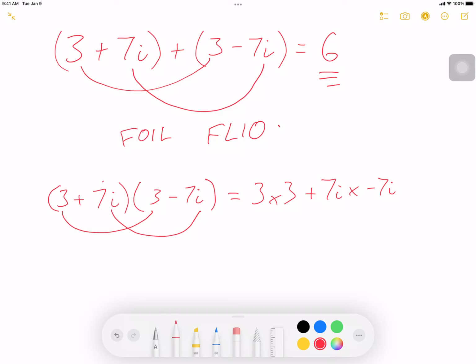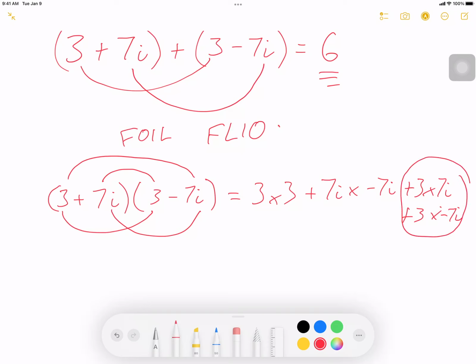Okay, and then I'm going to have, what am I going to have? I need inner, so plus 3 times 7i, and then outer, plus 3 times minus 7i. But obviously here, these two are going to cancel each other out, aren't they? So, can forget about that. Okay, what am I going to have here? I'm going to have 9.